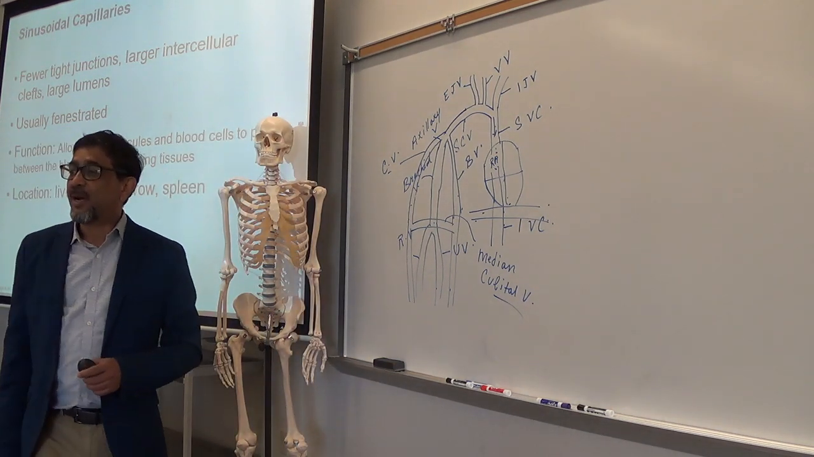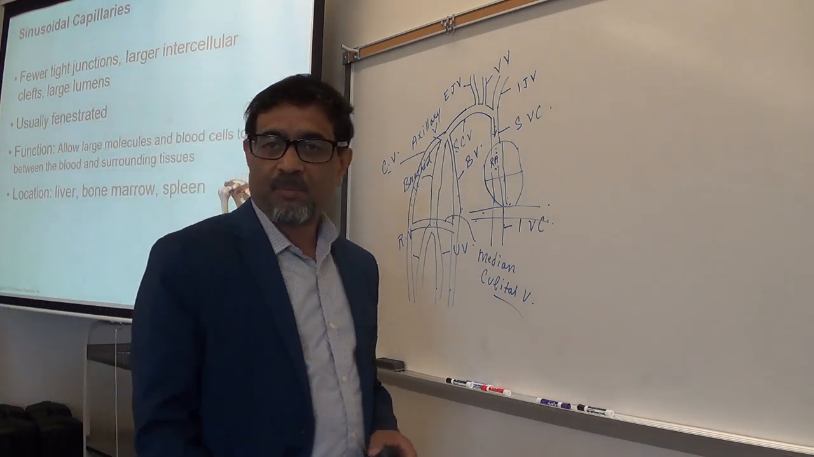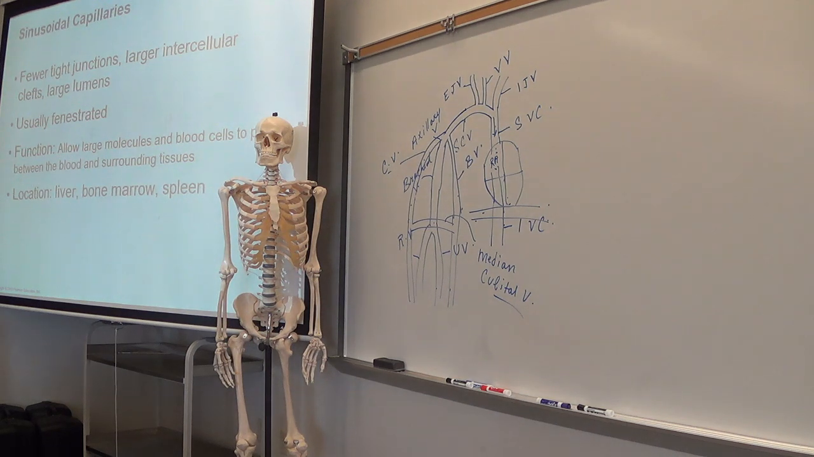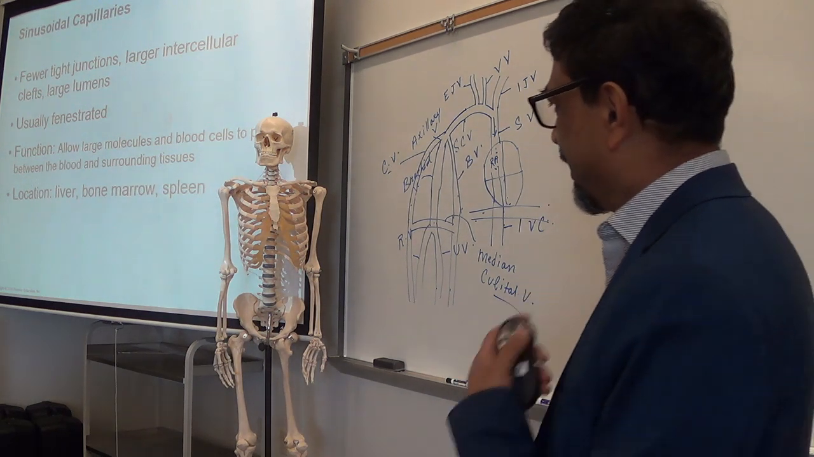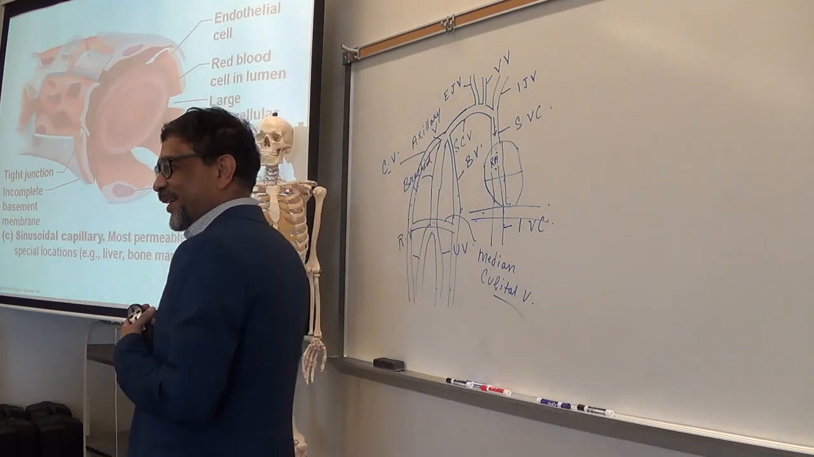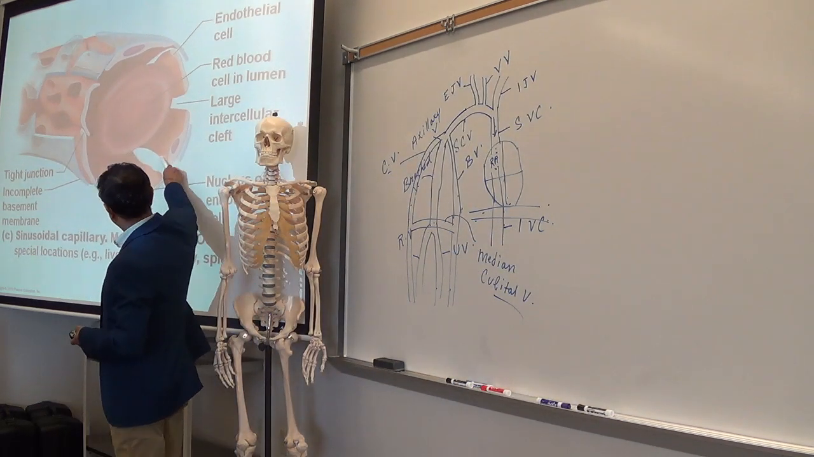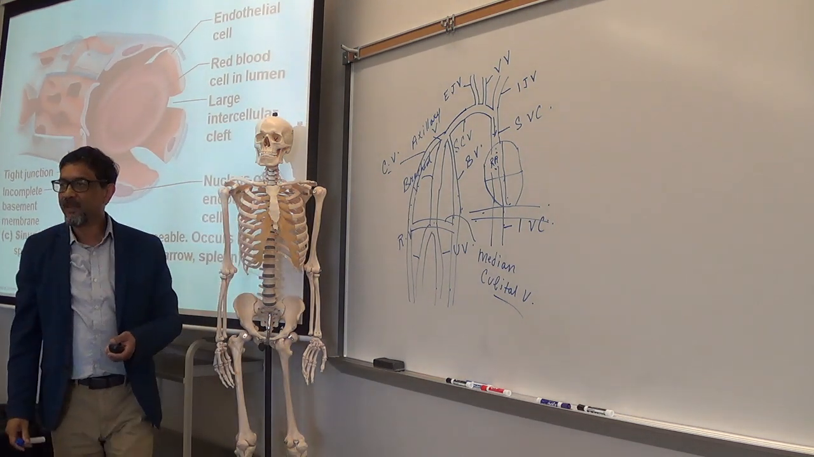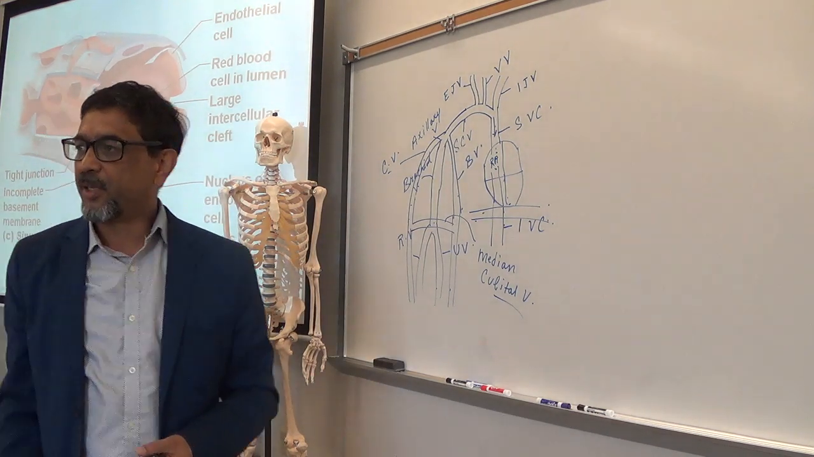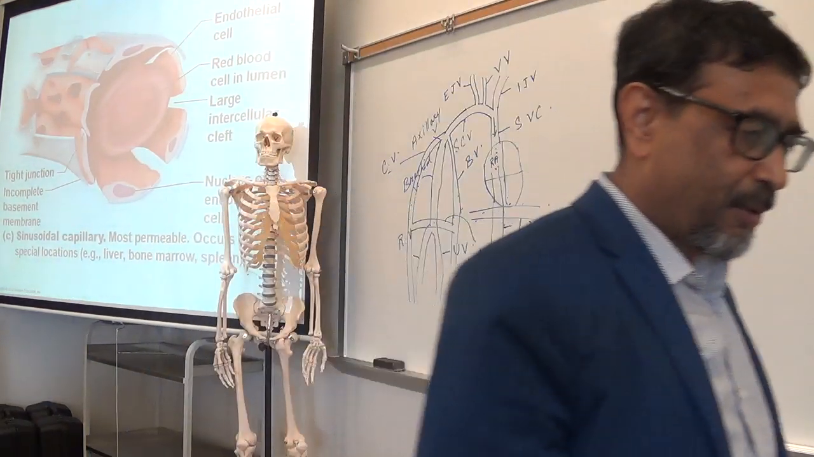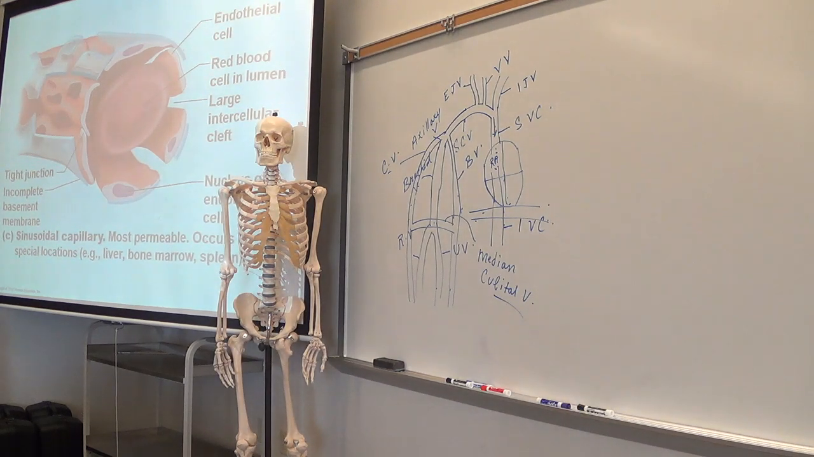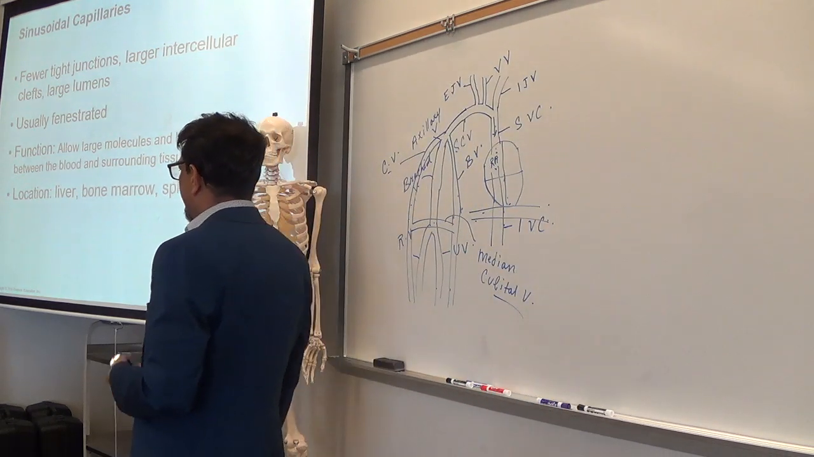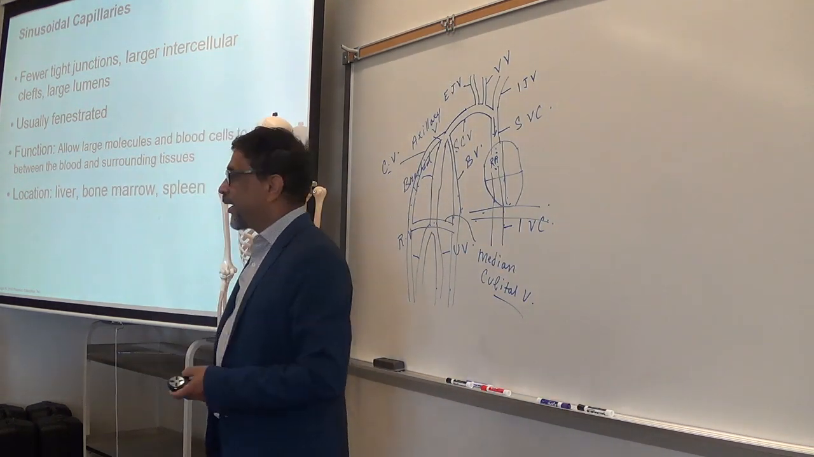Sinusoidal capillaries are most permeable, with large intercellular clefts and big pores. So let's see. Here, the intercellular clefts are very big, right? Openings, and pores are also very large. Make sense? So large particles can easily cross the capillary wall. Where will you find the sinusoidal capillaries? Liver, bone marrow, and spleen.